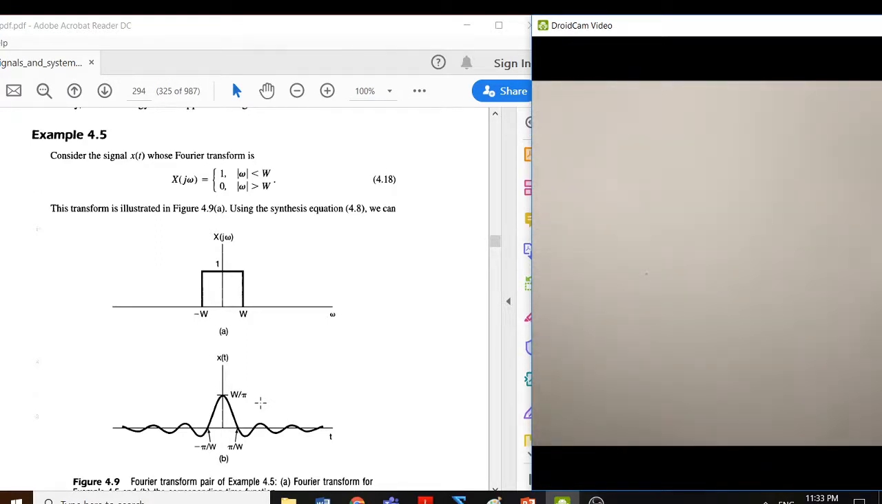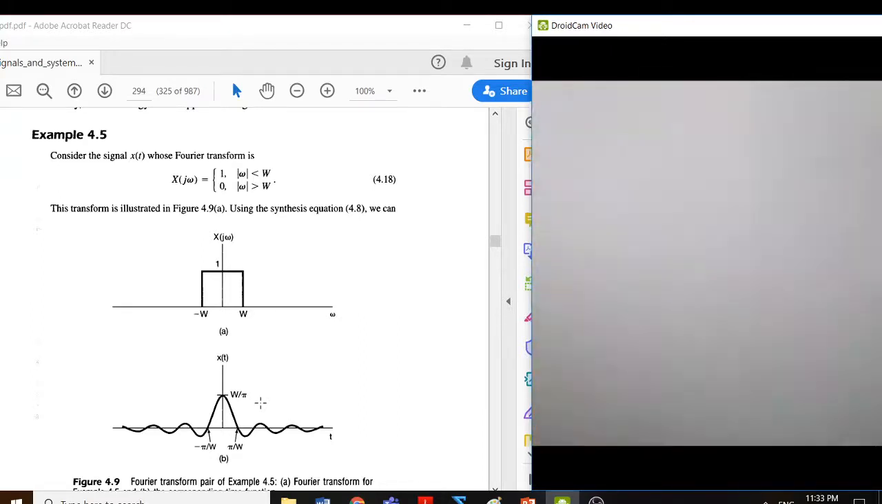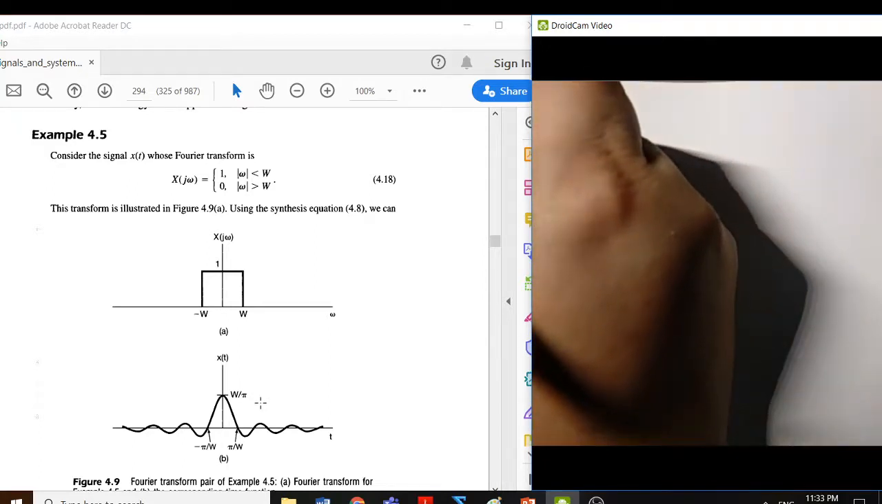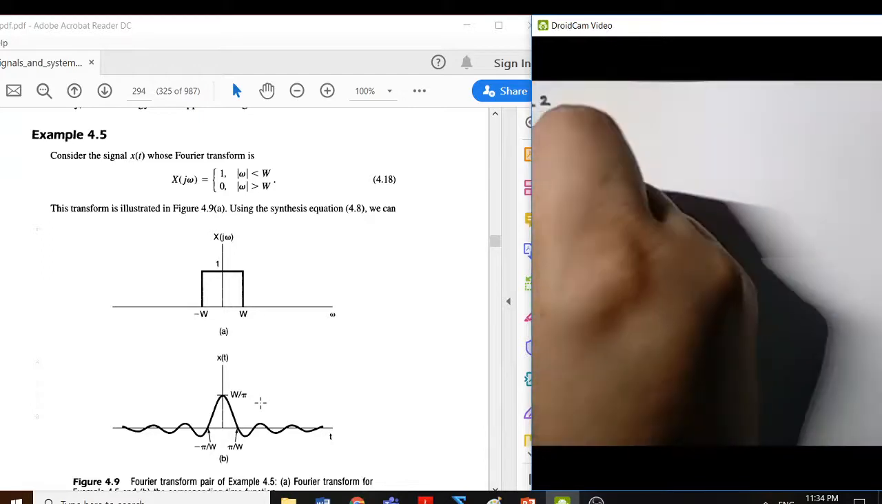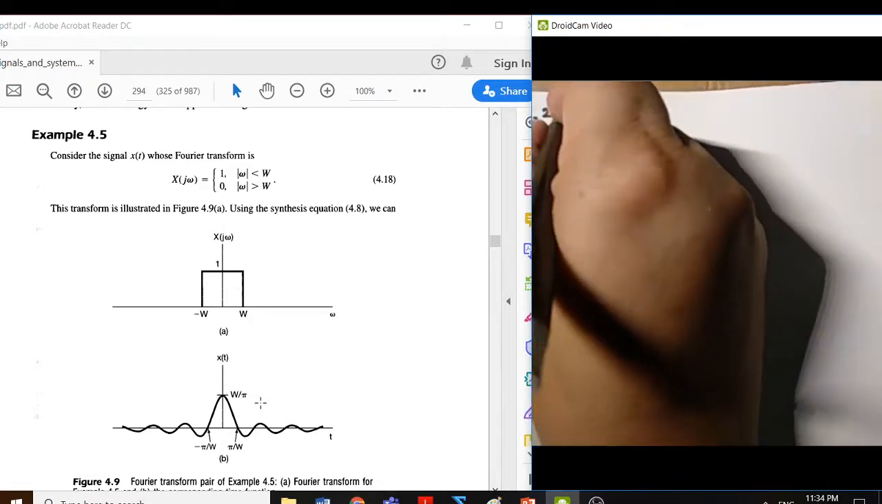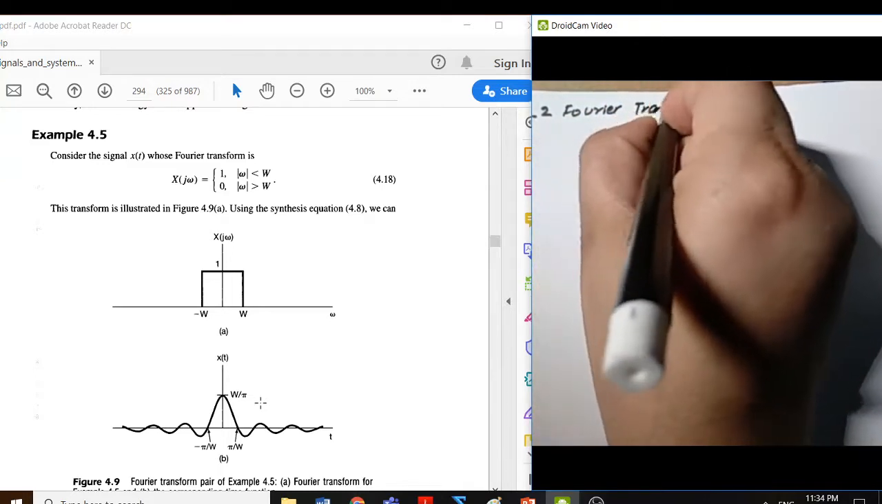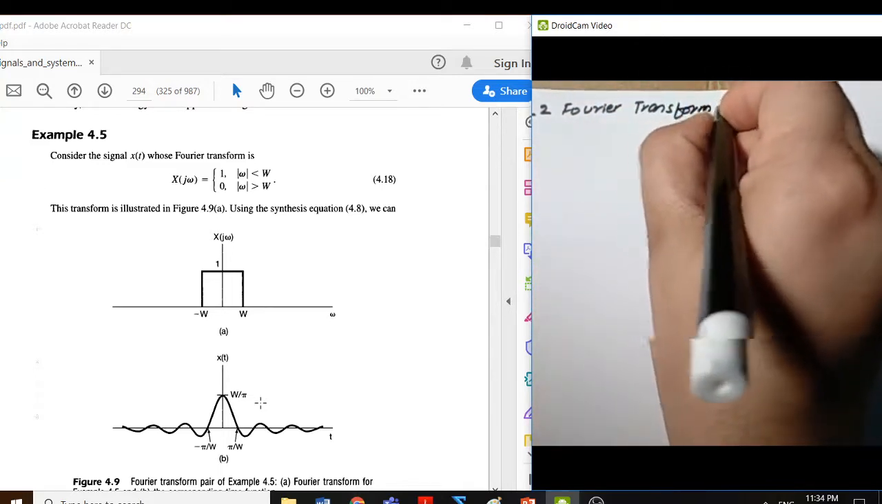Now we are going to discuss another important concept, which is Fourier transform of a periodic signal. This is article 4.2 of your book. So we are going to see what is the Fourier transform. I don't know why it is not showing 4.2. Let's write here. Fourier transform of a periodic signal.